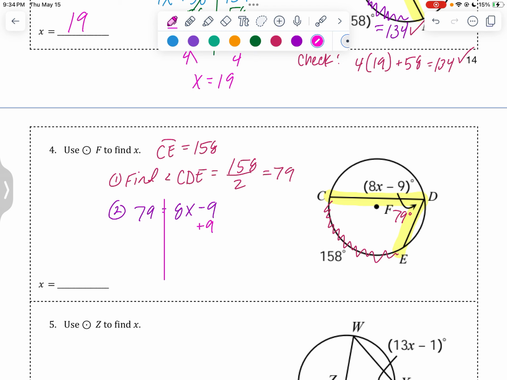I'm going to add 9 on both sides. 79 plus 9, what's that? That's 88 is equal to 8x, right? I'm going to divide both sides by 8. So I get x is equal to 11. Dunzos, we did it, yay! All right, I'm going to press pause from there.